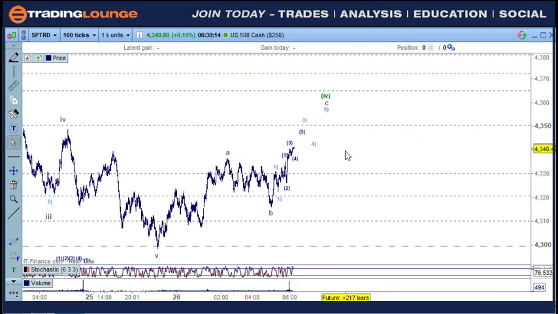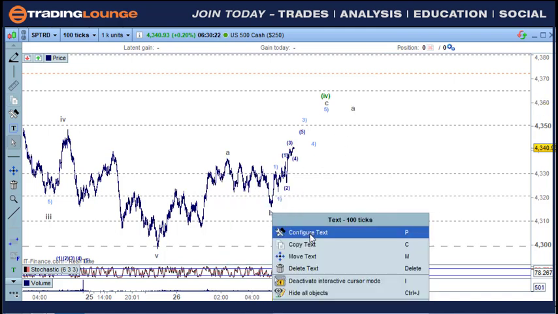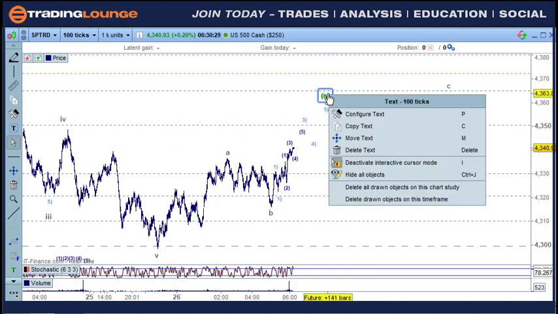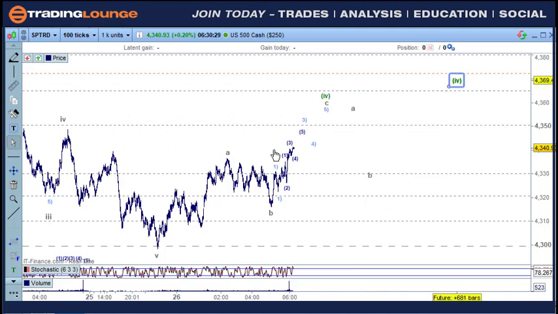The other way that this could play out is that we need to be careful, because wave fours are just tricky little suckers. If we had to expand it out a bit, then we would just have to double it in size, and this would be it over here. So all of this, an A, B, C here, just for the A wave, and then the B wave, and then the C wave.